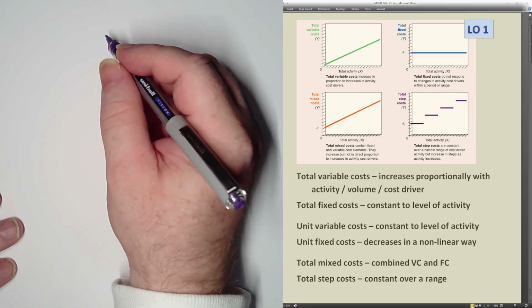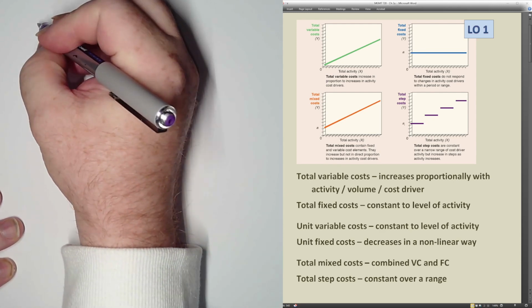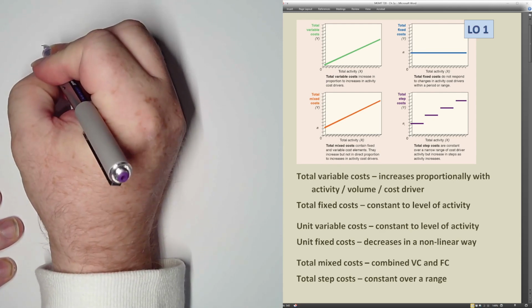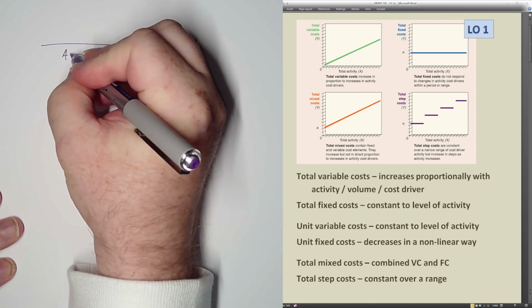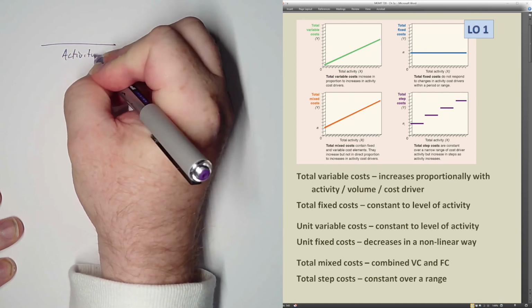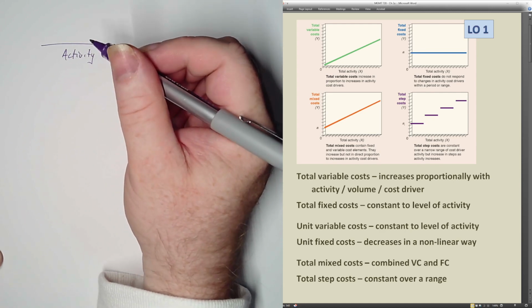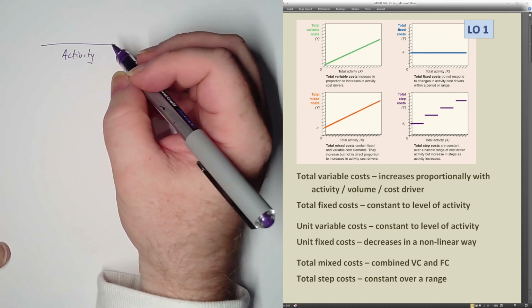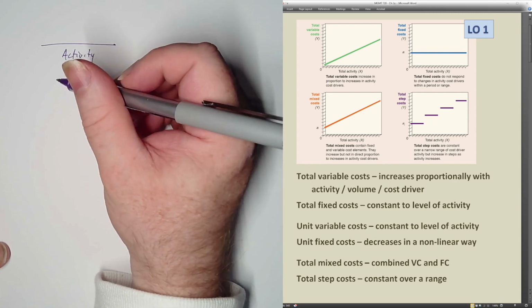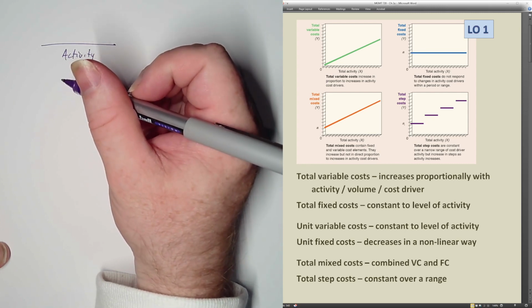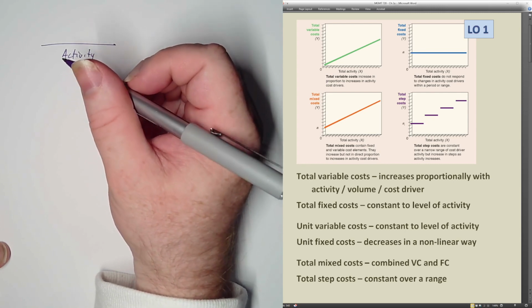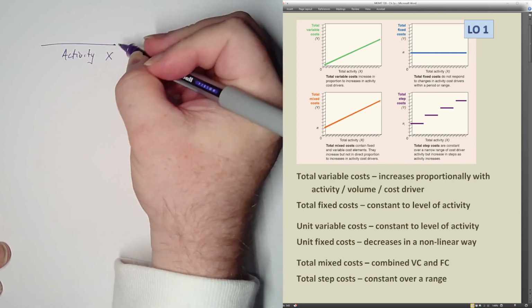Okay, so first let's understand what the graph looks like. We have an x-axis, and this is going to be activity. In other words, activity is what we're doing. It can be miles driven, a number of machine hours, number of labor hours, any sort of thing that changes during our production or during our business. So this is going to be the x-axis.